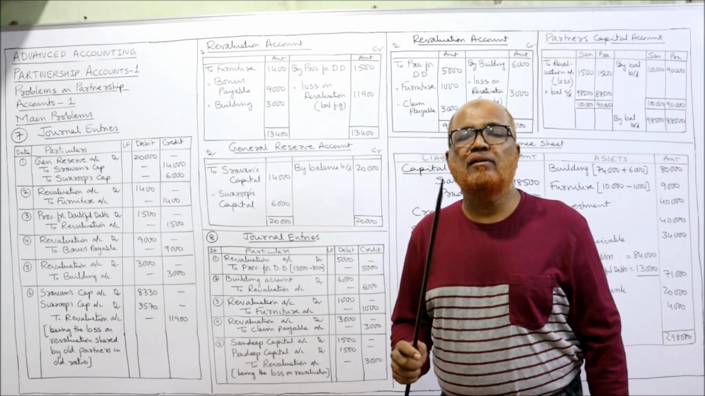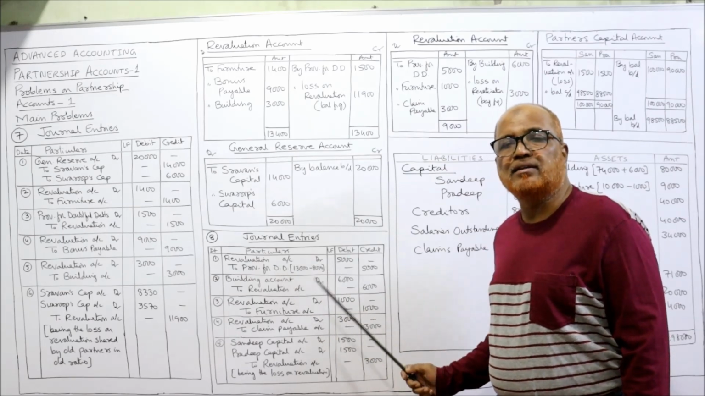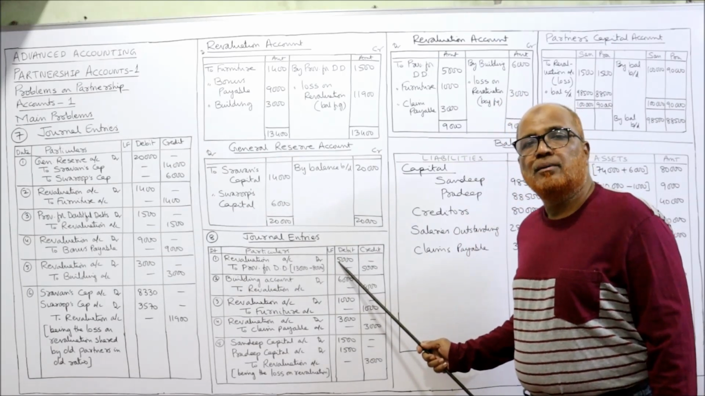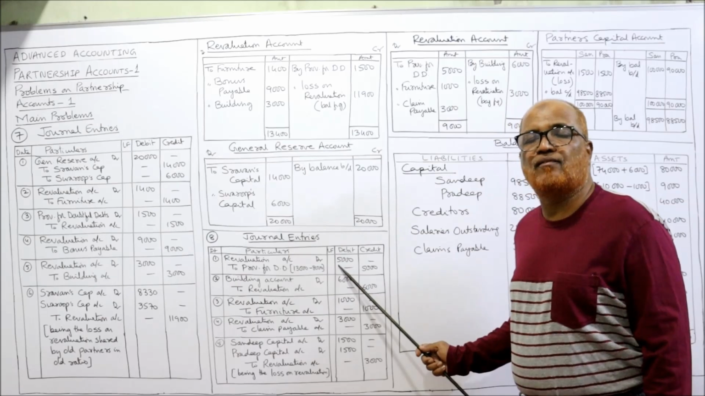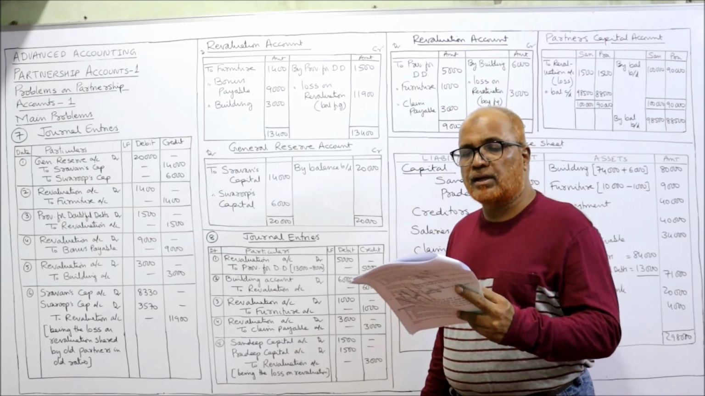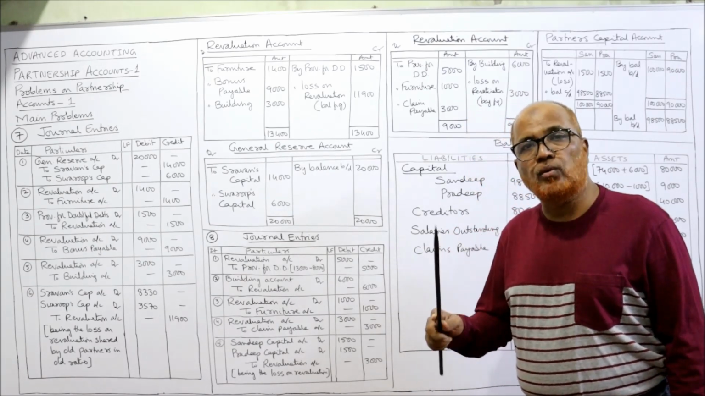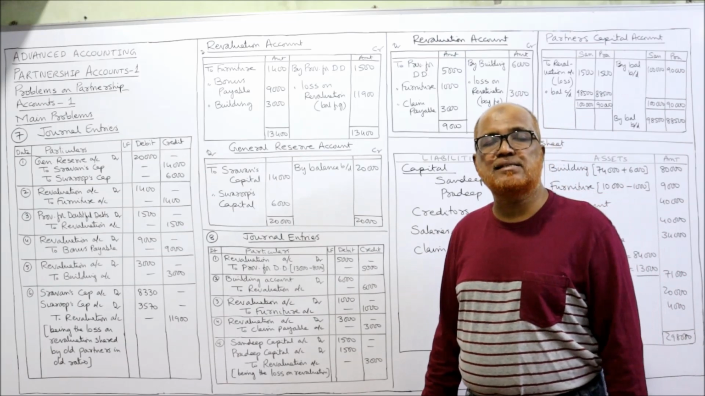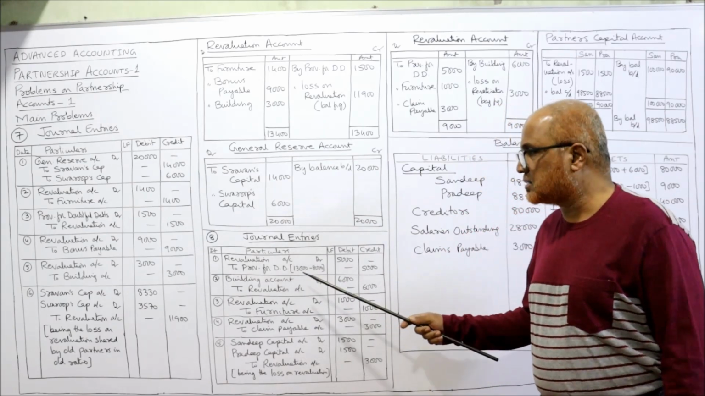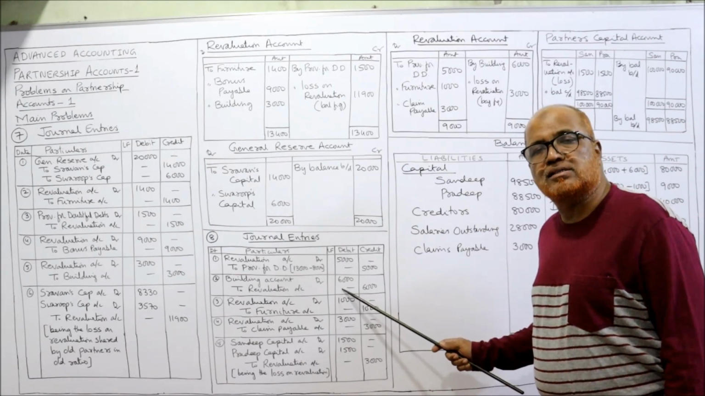The first entry is regarding provision for doubtful debts is to be increased. So entry will be revaluation account debit, provision for doubtful debts credit. By how much? 5,000. From 8,000 we have to make it 13,000. So 5,000. Being the provision for doubtful debts increased from 8,000 to 13,000. Secondly, building account has to be increased from 74,000 to 80,000. So 6,000 rupees we have to increase the value of the building. Asset is increasing, debit asset. Building account debit, revaluation account credit, 6,000. Being the value of building increased.